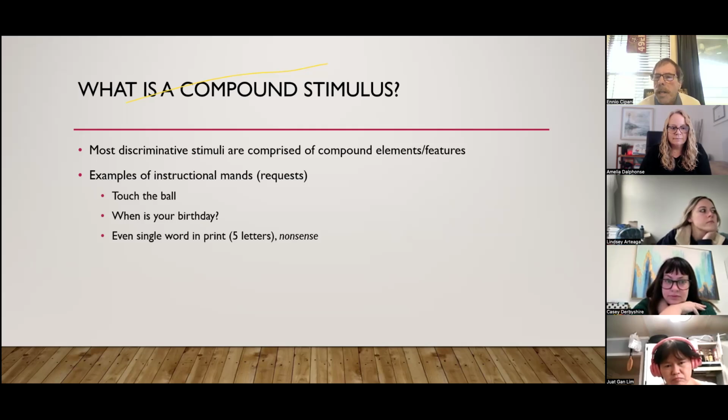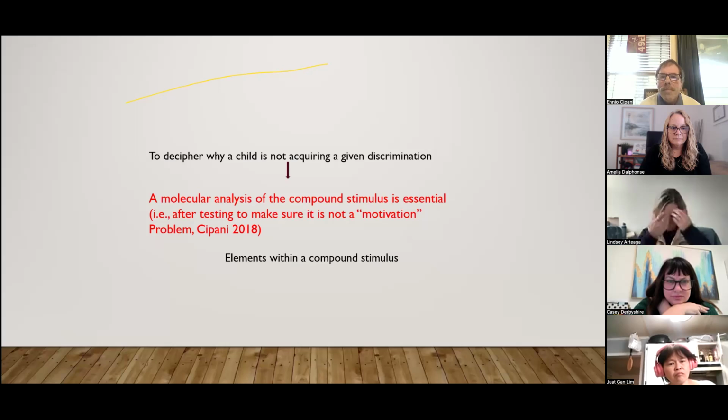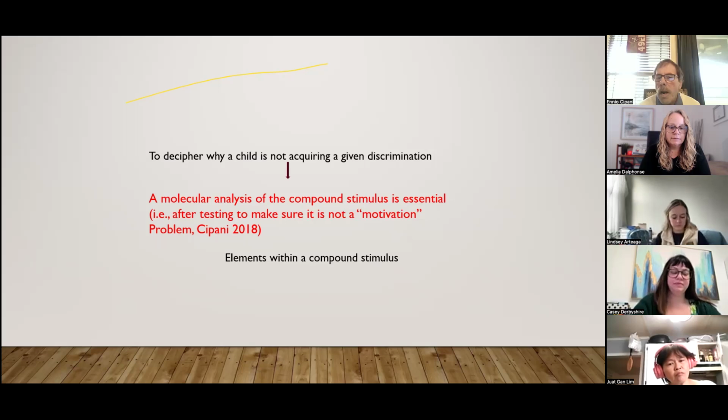Another example: when is your birthday? And even a single word in print, for example, the word nonsense, has five, excuse me, I wrote five letters. It's actually eight letters. Five of them are what I call critical. So compound stimuli are usually what you're presenting when you give instruction to children you're serving in terms of discrimination learning. To decipher why a child is not acquiring a given discrimination, you have to study and analyze the elements within a compound stimulus. And yes, we will get to how to do that in this webinar.